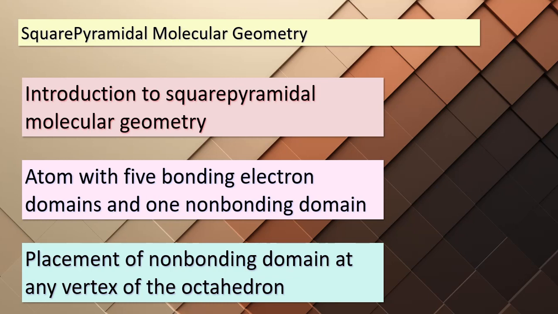Picture a pyramid with a square base, and you'll get a sense of how the atoms arrange themselves in this configuration. The bond angles remain at 90 degrees, and the symmetry of the arrangement leads to this distinctive shape. But what happens when we introduce more non-bonding domains? Let's explore that in the next topic.